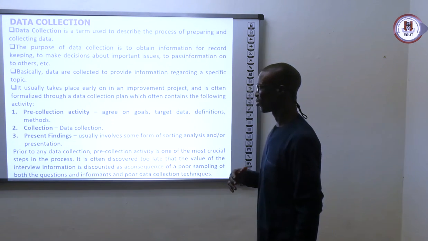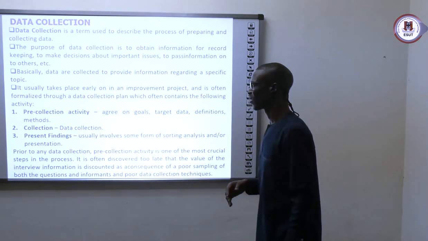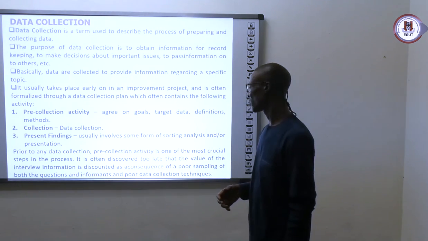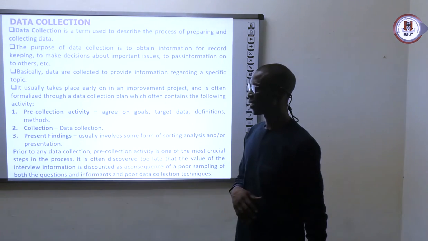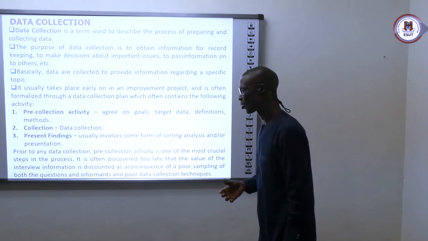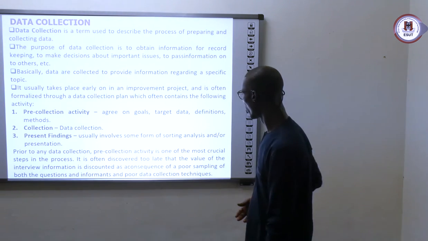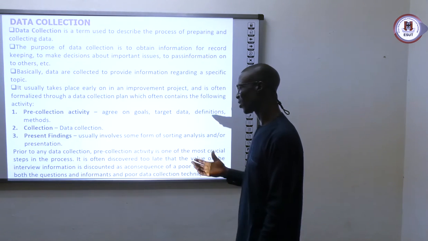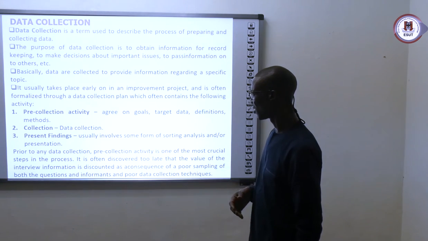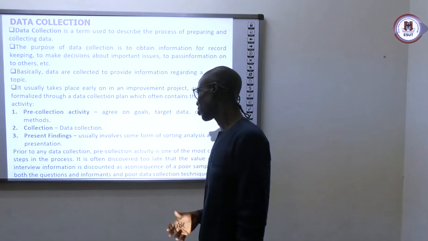So we have different stages of data collection. We have pre-collection activities. Pre-collection activities is organizing the data collection process, getting the population or the sample to collect data from, and agreeing on the data to collect. What are the goals, the targeted data, the definition of method. These are all pre-collection activity stages.